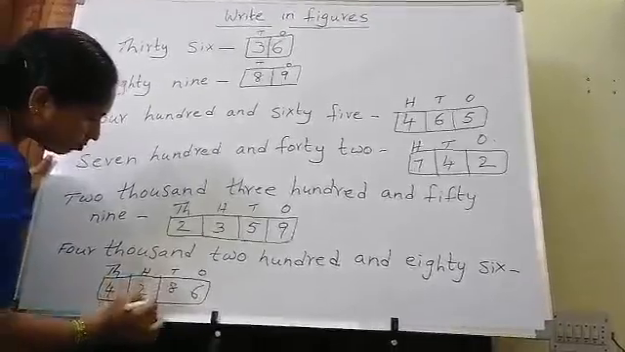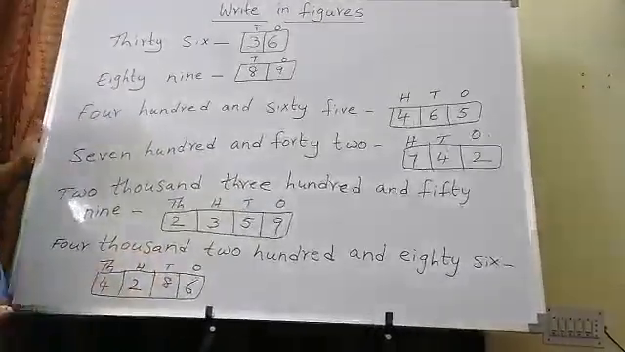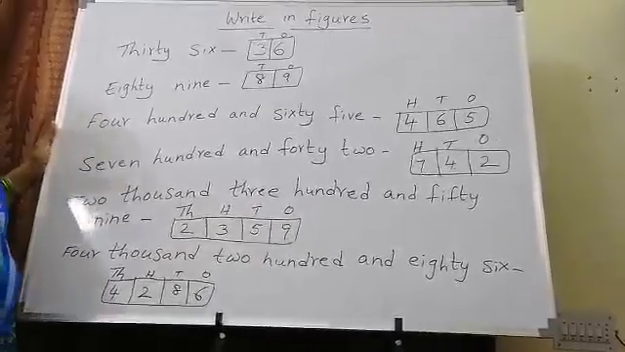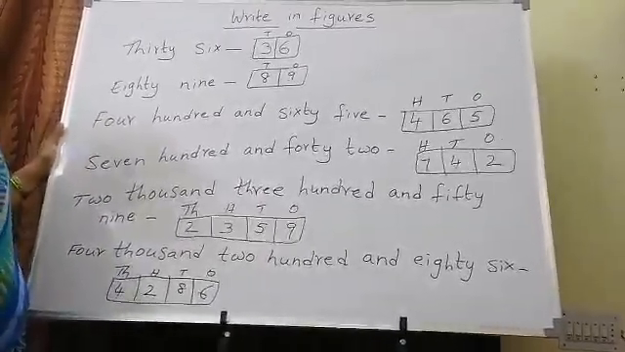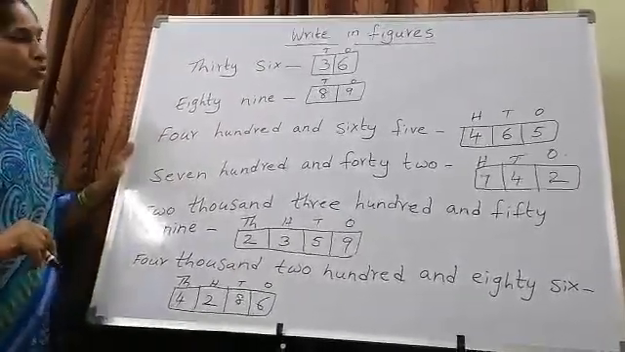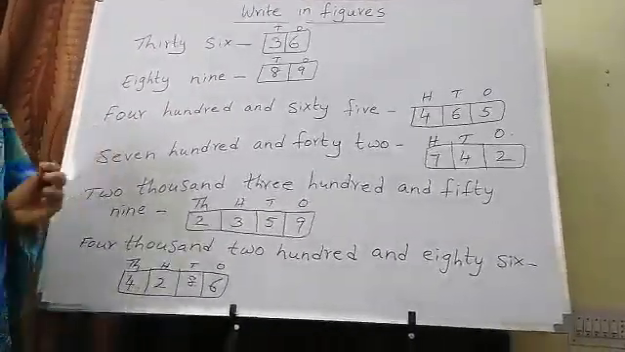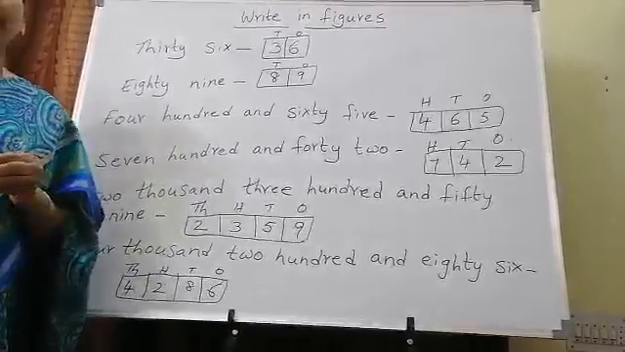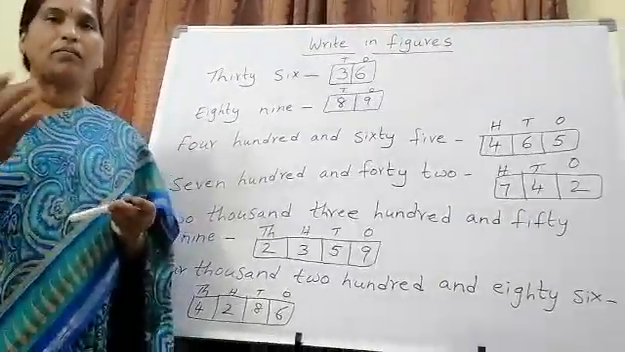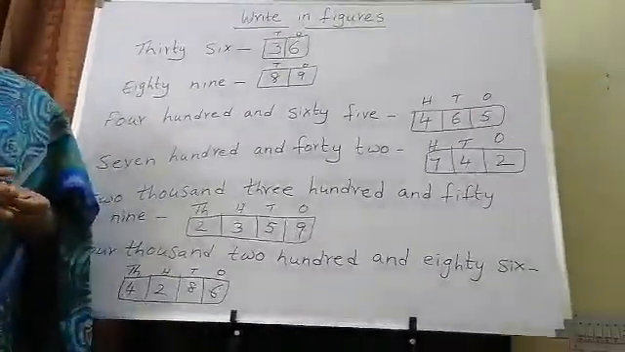When you are writing, please read and pronounce the spelling, and see in which place the number is, whether in thousands place, hundreds place, or tens place. According to that, you can write the number. So with this we have completed writing figures. And please write the homework in your classwork book by seeing the PDF. Thank you.